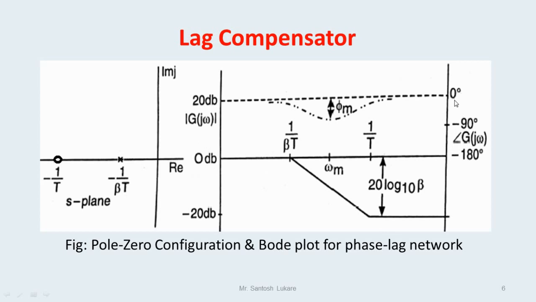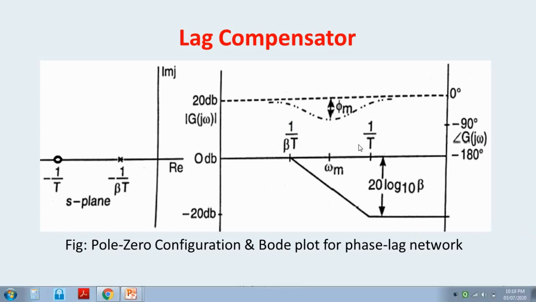There are two vertical axes for the magnitude and phase plot. The left side indicates the magnitude values that lie between minus 20 dB and plus 20 dB with 0 dB as the mean value, and the right hand side shows the values of angle or phase, from 0 degree to minus 180 degree. Those values are plotted with respect to the frequency axis, that is omega. On the frequency axis it is observed that 1 by beta T is the lower corner frequency and 1 by T is the upper corner frequency.